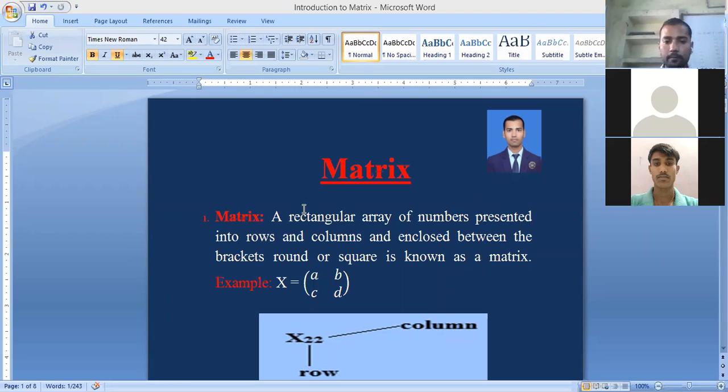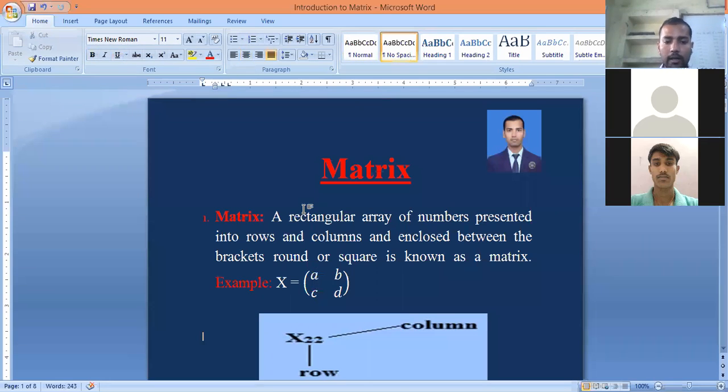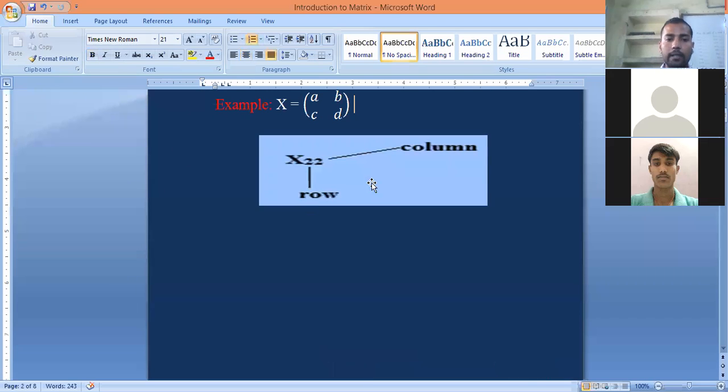As you can see in the figure given here, the order of the matrix X is 2 into 2, where there are 2 rows and 2 columns. There is a missing sign of multiplication.